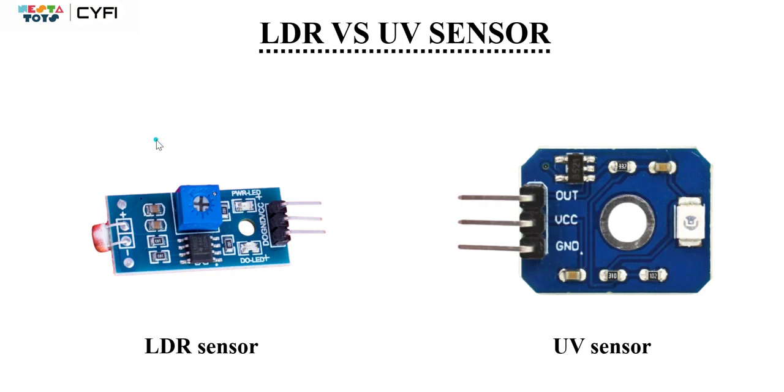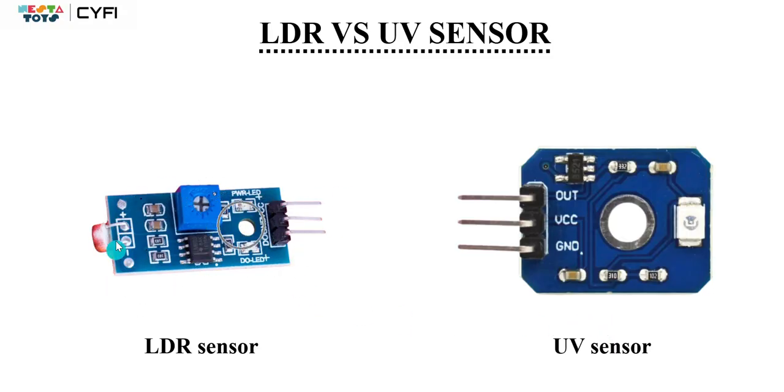So, as we have learned about many hardware devices, sensors and modules, today we are going to do the comparison between the UV sensor and the LDR sensor, that is the light detection sensor and the ultraviolet rays detection sensor. In simple terms, we can say that it is a sunlight detection sensor. The LDR sensor is used to measure the brightness, and the UV sensor is used to measure the ultraviolet rays, that is the light from the sun.